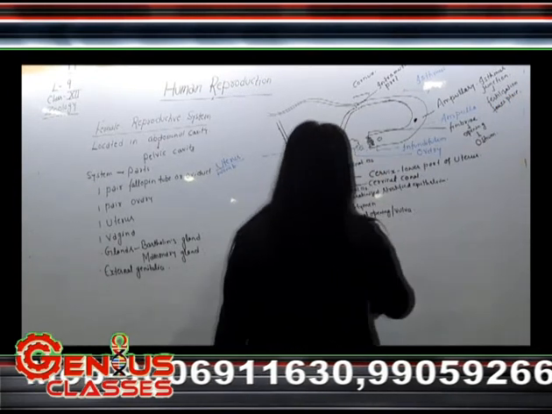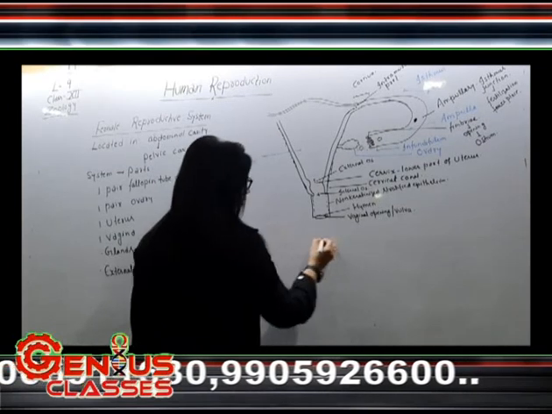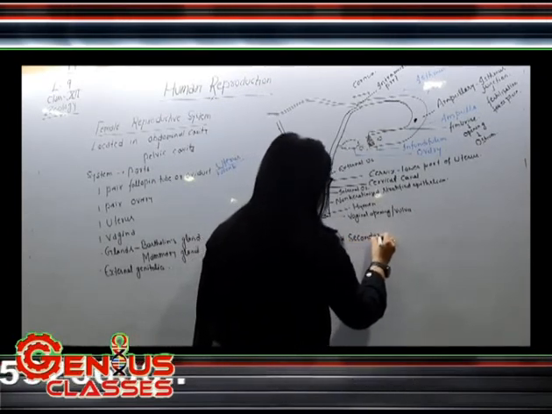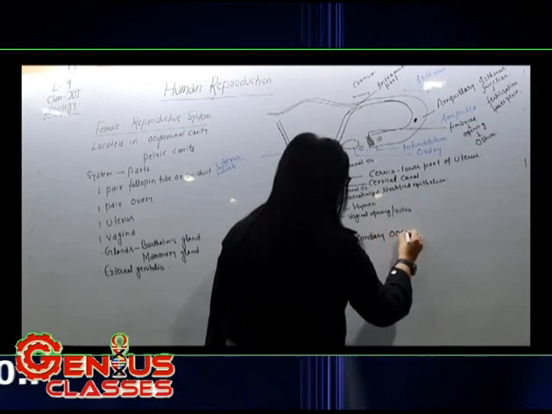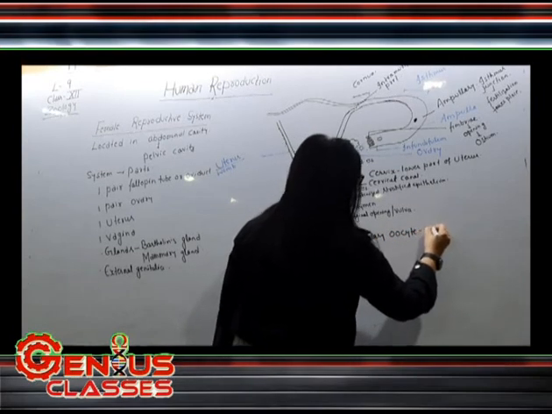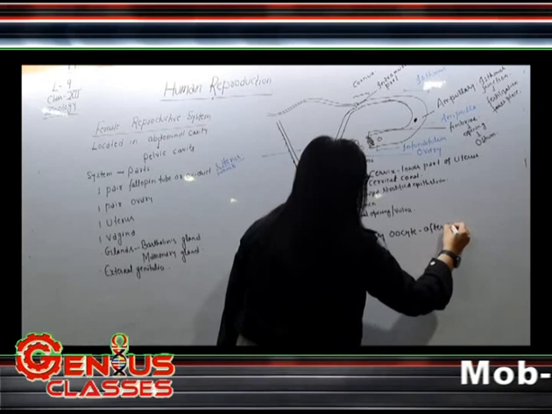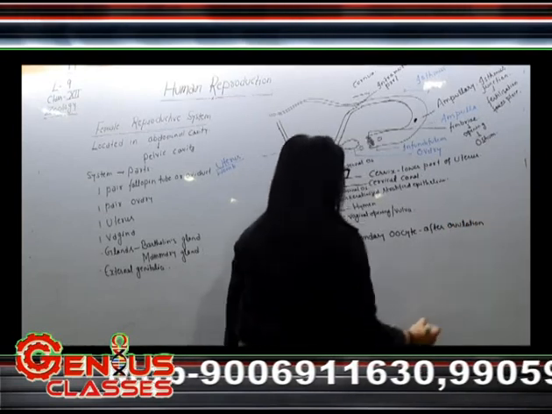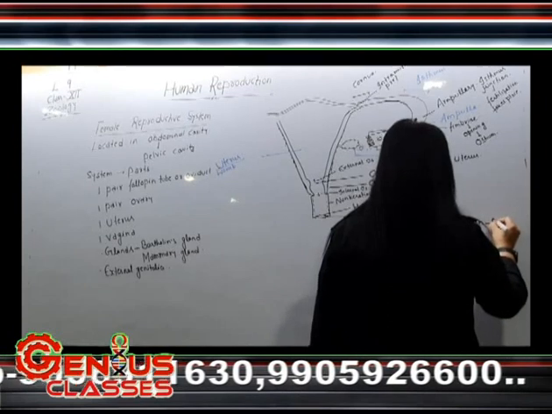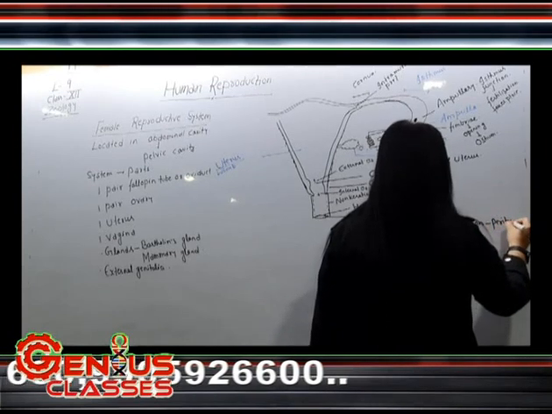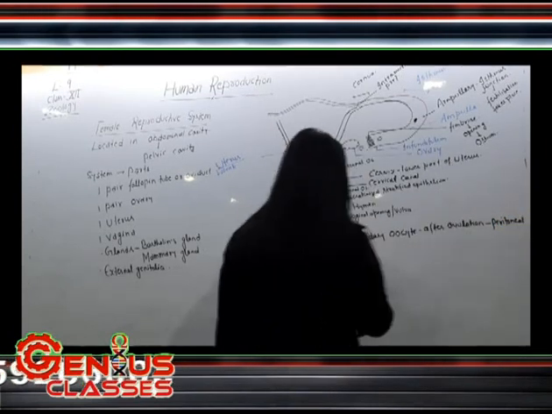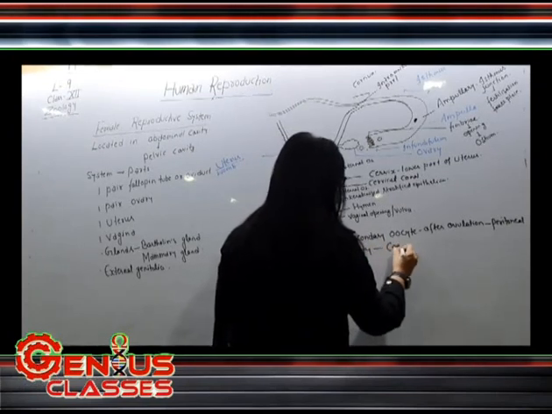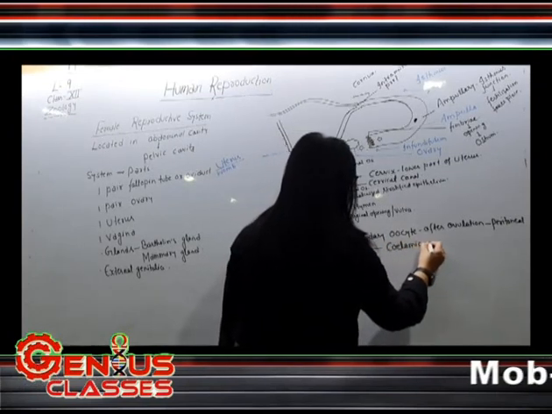And this secondary oocyte, after ovulation, where is it? It is in the peritoneal cavity, and that's why it is called the coelomic egg.